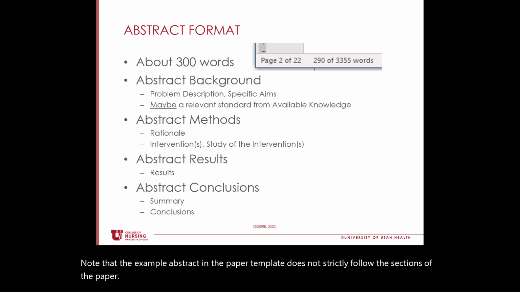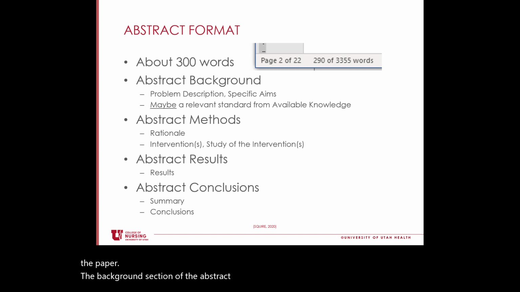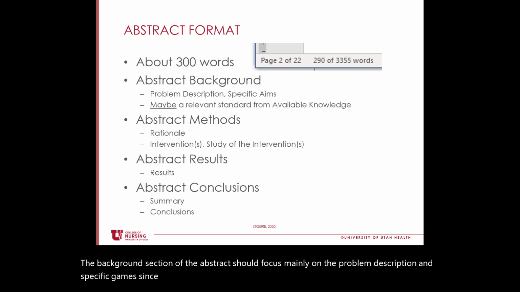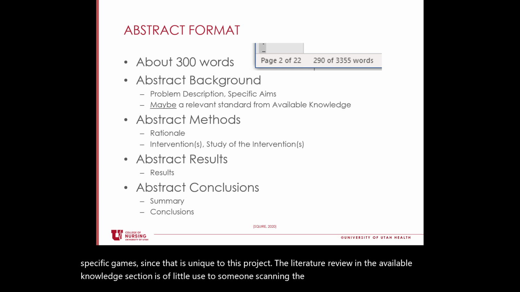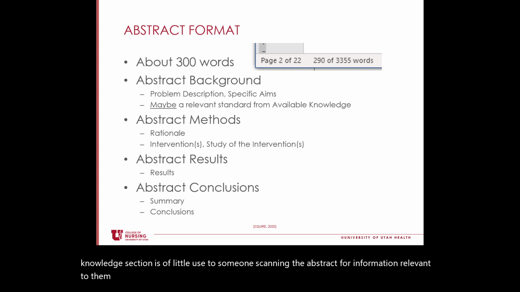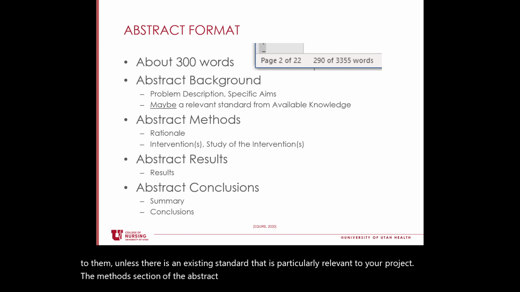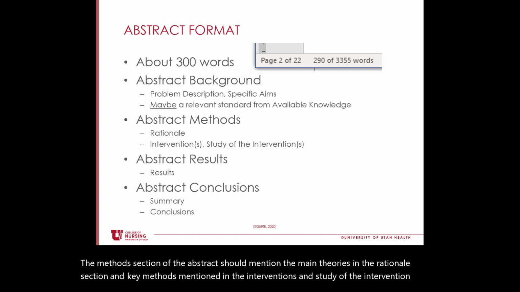The background section of the abstract should focus mainly on the problem description and specific games, since that is unique to this project. The literature review in the available knowledge section is of little use to someone scanning the abstract for information relevant to them unless there is an existing standard that is particularly relevant to your project. The methods section of the abstract should mention the main theories in the rationale section and key methods mentioned in the interventions and study of the interventions sections.